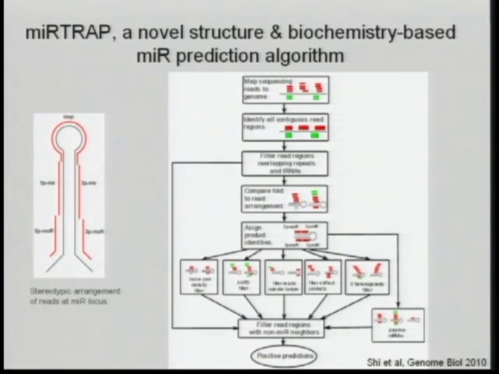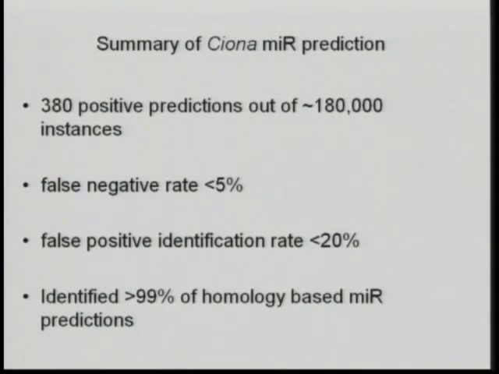All these algorithms are complicated, but in the end, our program predicted almost 400 candidate microRNAs from hundreds of thousands of instances. It has very low false negative rates and acceptable false positive rates. And what's comforting is that our prediction identified over 99% of the previously known microRNAs based on homology. So it's basically quite zero.